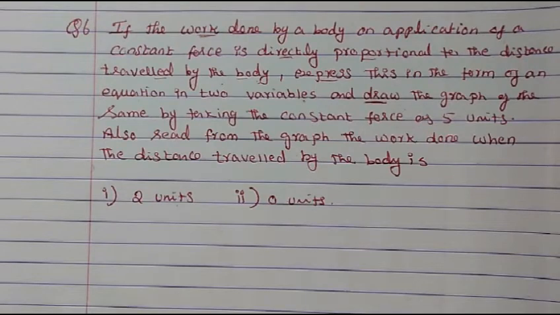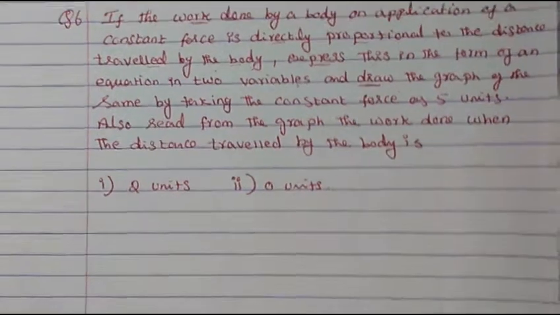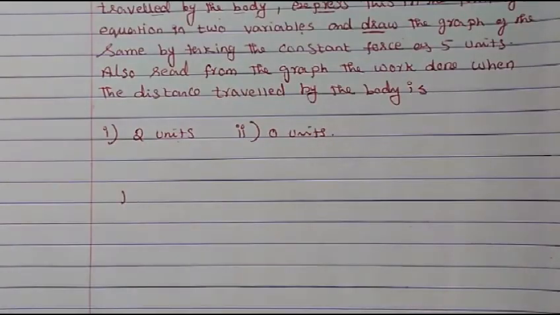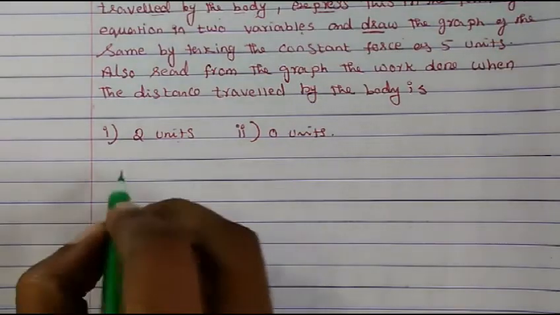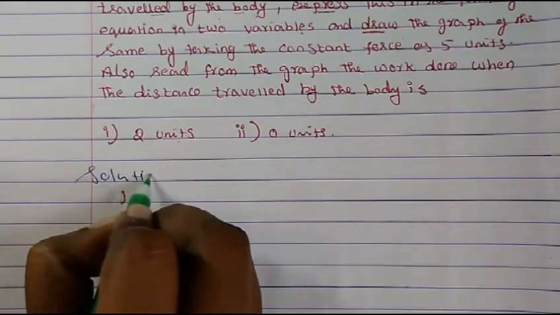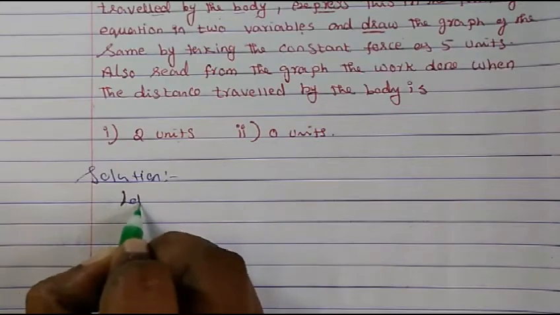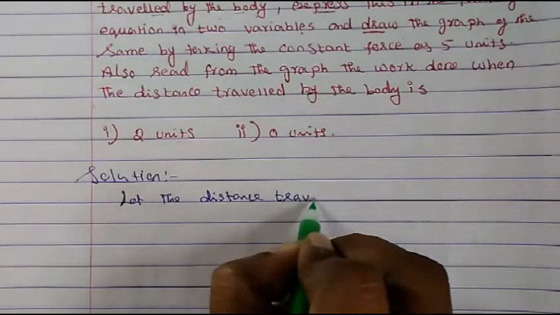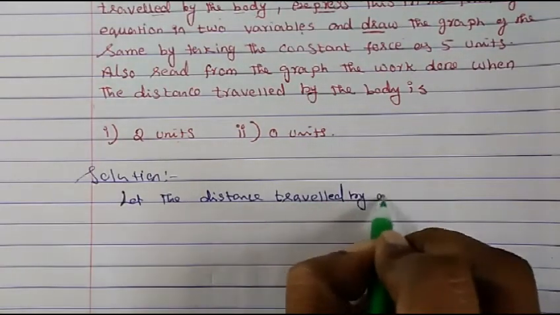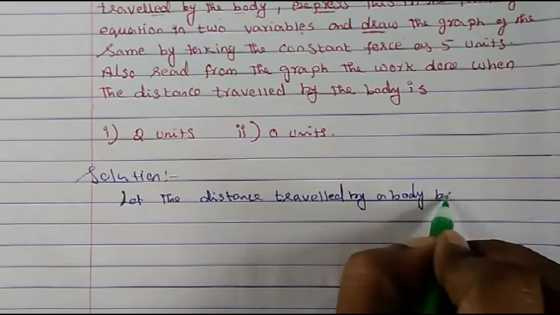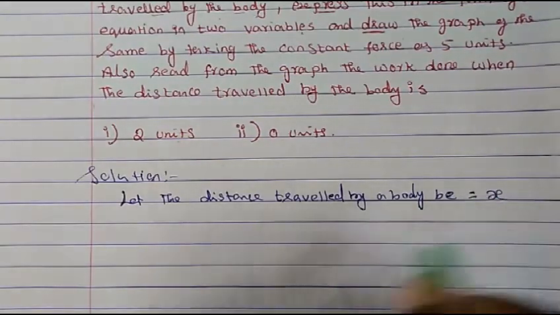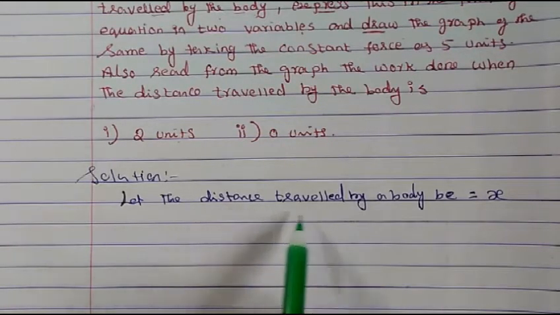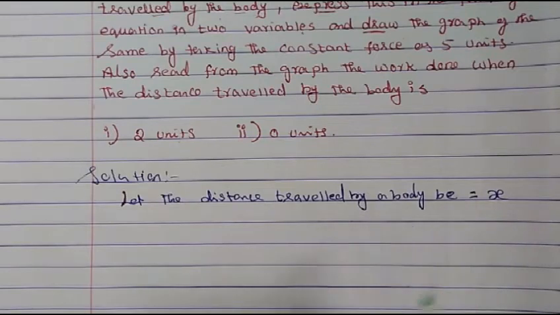Just pay attention. So first we will take, solution: let the distance traveled by a body be, let's take x. So in the distance the car is moving. When the car is moving, the distance traveled by the body, we take it as x.